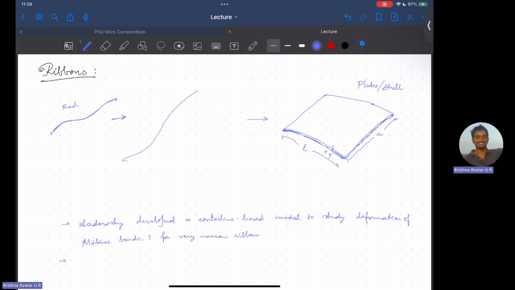So it will typically be some sort of a structure like this, with some small thickness T, length as usual L, and the width A. And for a rod, the length is L, and you have some characteristic dimension A to represent the width or the characteristic diameter of the cross section.